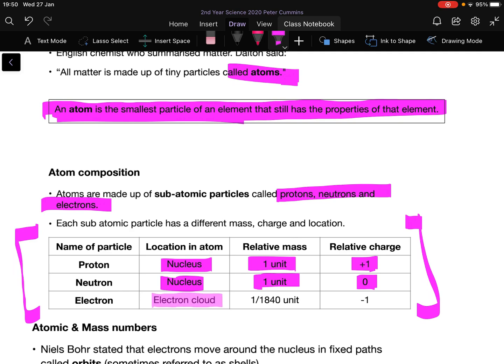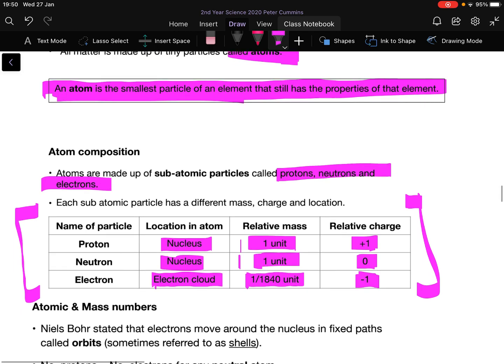It doesn't have a charge. This is the funny one. The electron is in the electron cloud, or in the rings surrounding the nucleus. It has a really, really small weight. You'd need 1,840 electrons on a weighing scale to balance even 1 neutron or 1 proton. And its charge is negative.